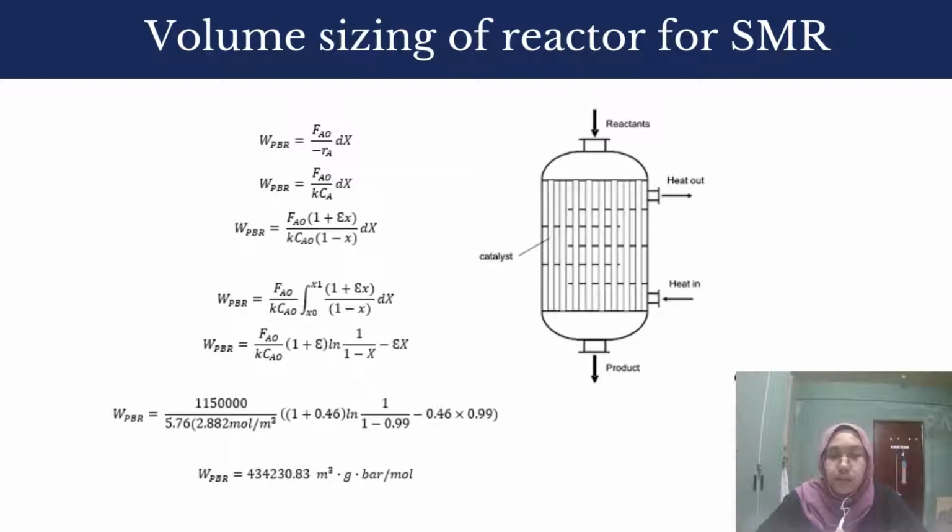For volume sizing of the reactor for the SMR reaction, the PBR volume formula is used, in which the conversion is 0.99 and the expansion factor is 0.46. Hence, the calculated total reactor volume for the SMR reaction is as shown.